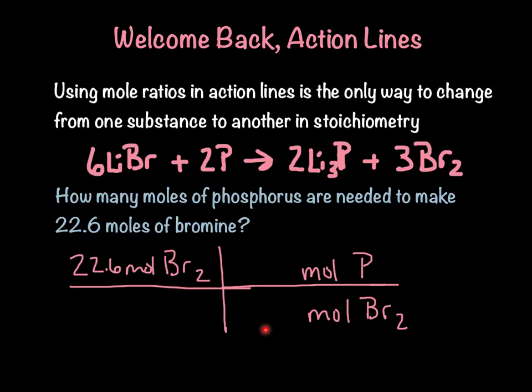From the balanced equation, this is where I switch from bromine to phosphorus. Up here in bromine, I've got a 3 in front of that. So for every 3 moles of bromine, there are 2 moles of phosphorus. Here's where that comes from, right here, from the balanced equation. And so when I do this, I put an equal sign here.